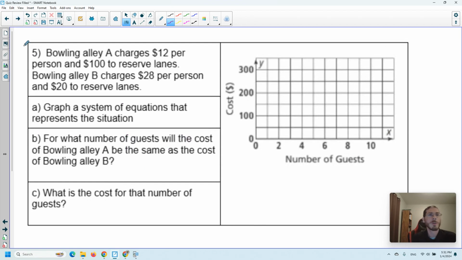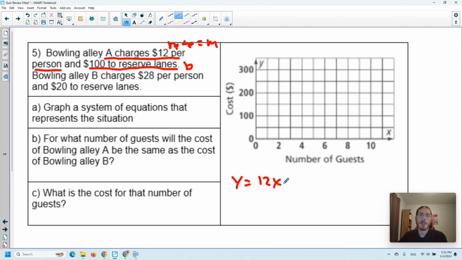All right, for number 5, bowling alley A charges $12 per person and $100 to reserve lanes. Bowling alley B charges $28 per person and $20 to reserve lanes. Part A says graph the system. So if we graph the system, we'll start with bowling alley A. So $12 per person is going to be the rate, which is going to be the slope. And $100 to reserve lanes, we have to pay that at the start, so that's going to be our y-intercept. That's going to be b. So I can get an equation for that: y equals 12x plus 100.